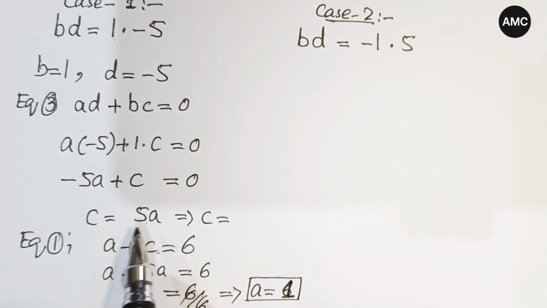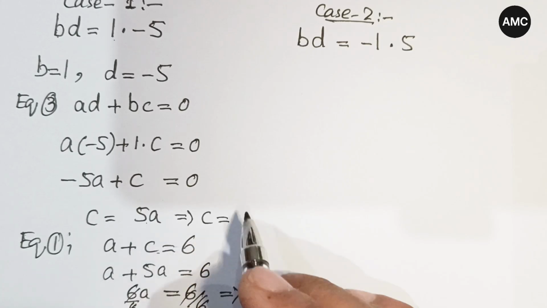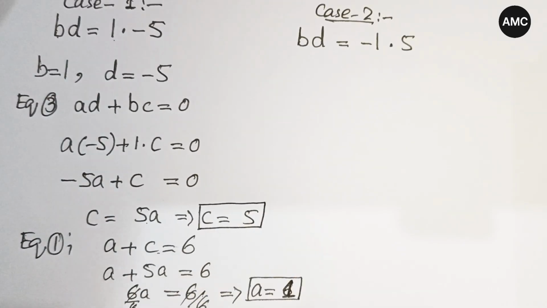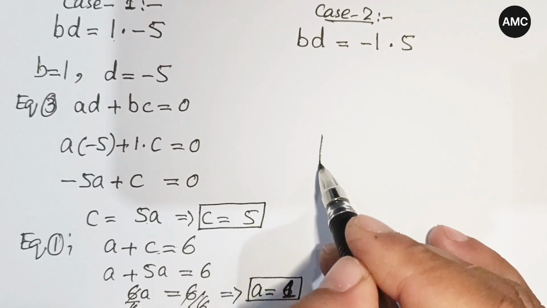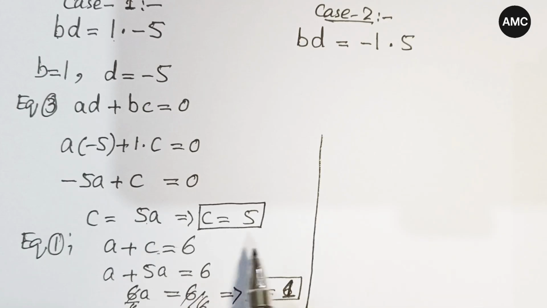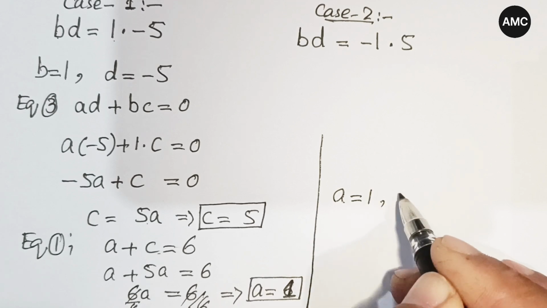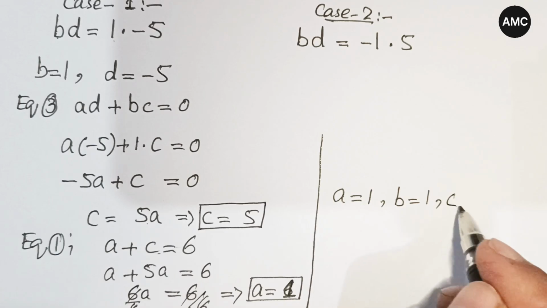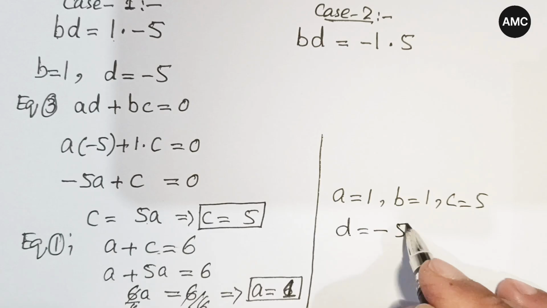So putting this value of a here, then we have 5 times a here. 5 times 1 is 5. So we get the value of c, that is 5. Now a is equal to 1, c is equal to 5. So if we write the values of all these, a is equal to 1, b is equal to 1, c is equal to 5, and d is equal to minus 5.